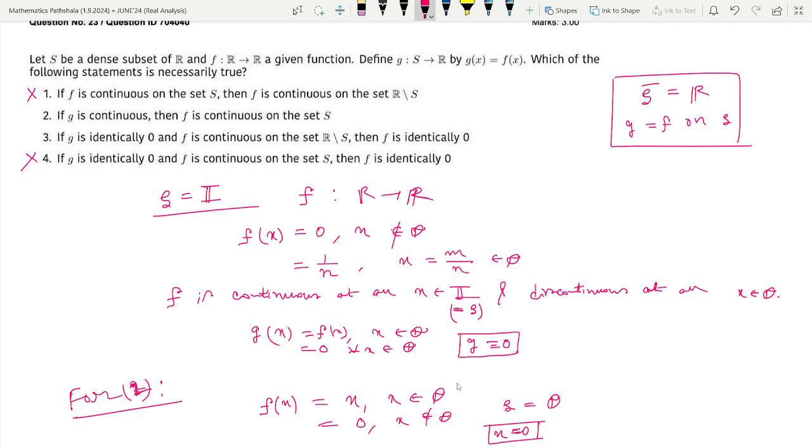Now see option 2. If G is continuous, so here what is G? G(x) equals F(x) at x belongs to Q, and so G(x) equals F(x) equals x when x belongs to Q, that is G is the identity map on Q. So any identity map is continuous, so clearly G is continuous.